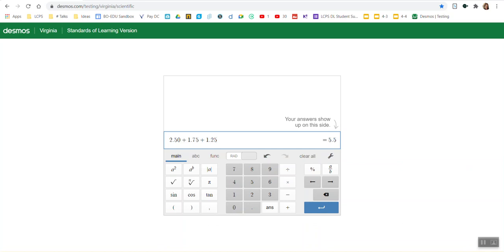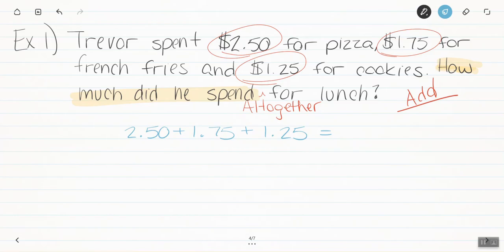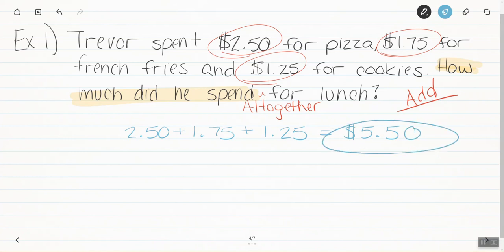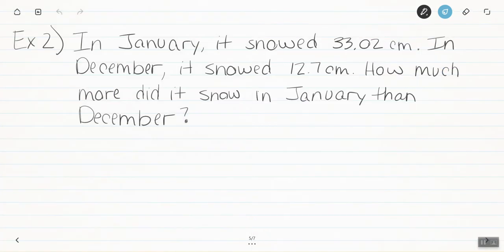Now I have to remember these are money amounts. So I can't just write 5.5. I have to make it money. My last step is to label. So there's the dollar sign, 5.5. Now remember, money has decimal place value. It's out of 100. Think there's 100 pennies in a dollar. So this actually has to be $5.50 is what everyone is going to pay for lunch. So that's the example for number 1. Go ahead and look at example number 2, copy it into your notebook.